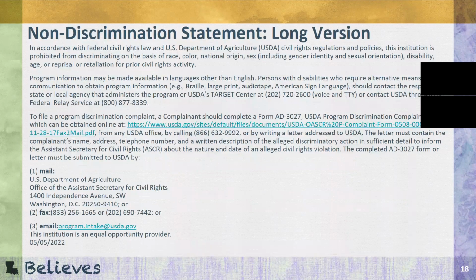This is the long version of the non-discrimination statement. Please note that the non-discrimination statement was changed in May of 2022 to reflect the addition of gender identity and sexual orientation.